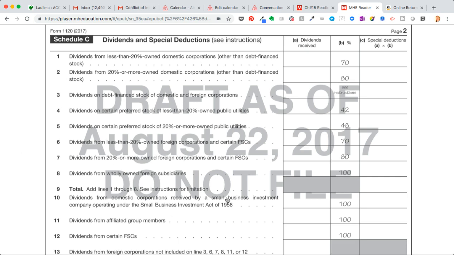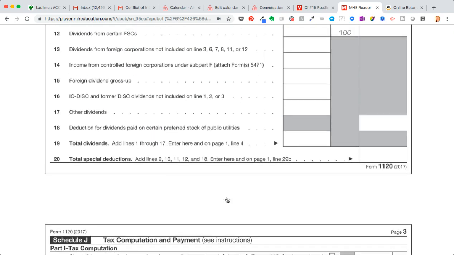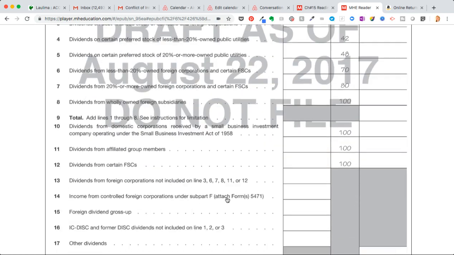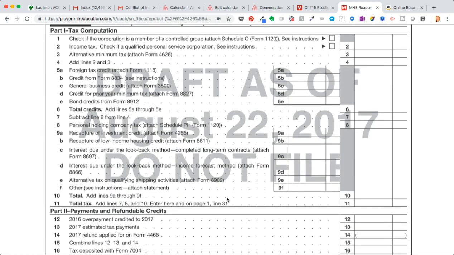Are they moving money from public utilities up? Are they moving money from different businesses up? Because that is a common thing that happens, and they must be consolidated according to certain rules based on the percentages that they own in the businesses below. And so that's what this Schedule C, the page 2 of the corporation, is all about.